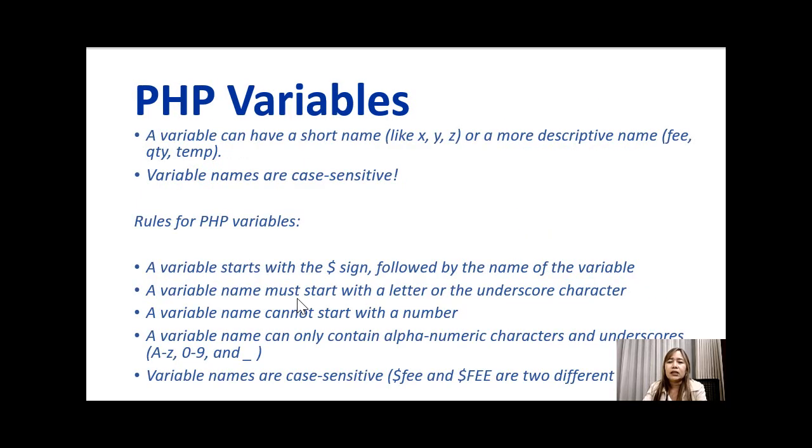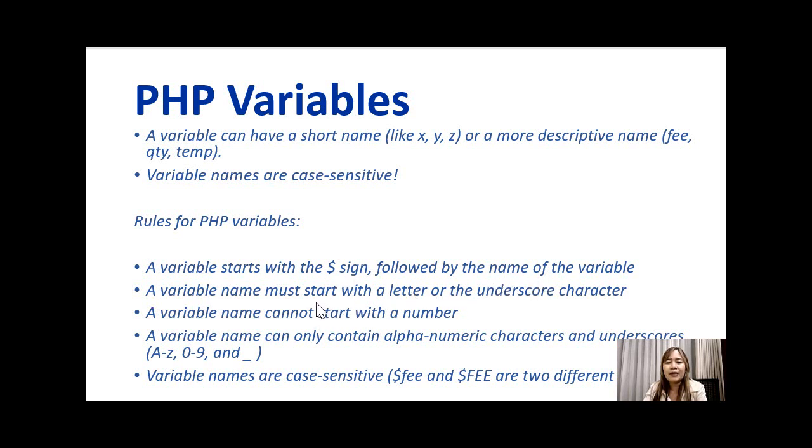Okay, so some rules for PHP variables. A variable can have a short name, just like ABC or XYZ, or it could be more descriptive, like fee, QTY, or quantity, and then temp. Now, again, variable names are case sensitive, and for the rules, it has to start with a $ sign followed by the name of the variable.